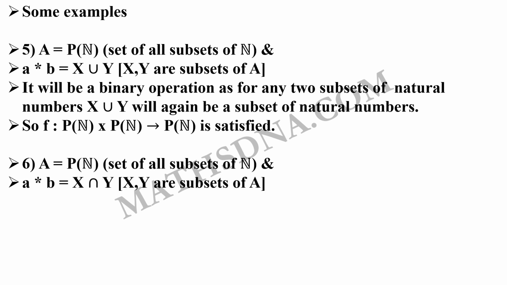Similarly, we can go for the intersection. A equals the power set of N, that is the set of all the subsets of natural numbers, and a star b is defined as X intersection Y, and X and Y are subsets of A.